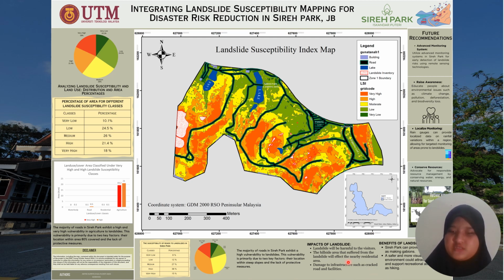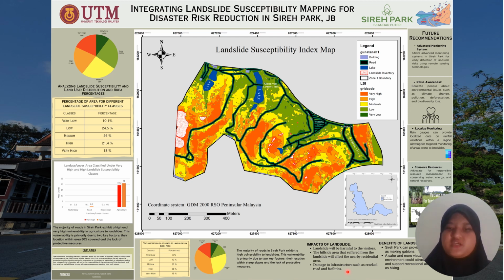The hillside area that suffered from the landslide will affect the nearby residential area, because this Sierra Park is actually at the center of the city. That's why the Sierra Park Conservation Forest is protected by the government. Hence, it's in the center of the residential area, which is full of residents. Next is damage to infrastructure such as cracked roads and facilities.